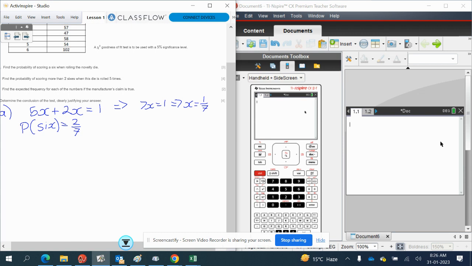So B, find the probability of scoring more than 2 sixes when the die is rolled 5 times. When we see a probability like this, where we're doing the same thing again and again, you've got the same probability for every one, and you have a set number of trials. What method should we use to solve this? It's that key part, the set number of trials. We're doing it 5 times, the same thing. Binomial distribution. You have to realize that this is a binomial distribution.